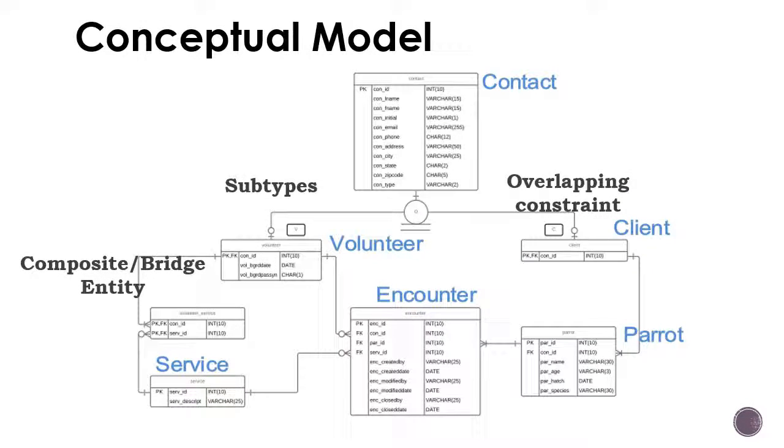While the conceptual model is meant to be a high-level view of the database, I went a little overboard and started adding primary keys, foreign keys, attributes, and constraints right off the bat. Please note that the contacts have subtypes of volunteer and client with an overlapping constraint, meaning that a client could become a volunteer or a volunteer may request assistance as a client. Because a volunteer may offer more than one service and services can be offered by more than one volunteer, a composite entity was required to bridge the many-to-many relationship.